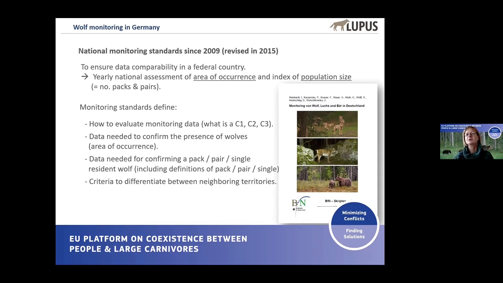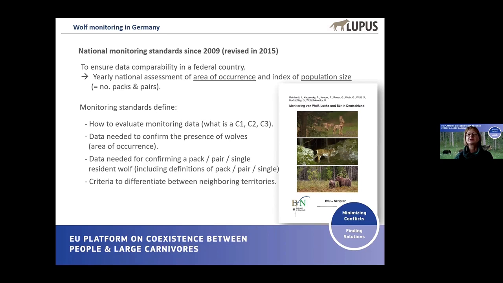So at a pretty early stage in 2009, we were asked to develop monitoring standards to ensure this data comparability on a national level. And we did that by looking at what other countries are doing. So we asked colleagues from all over Europe how they are doing, and then we wrote down these monitoring standards, and this is basically where it's explained how data are evaluated.